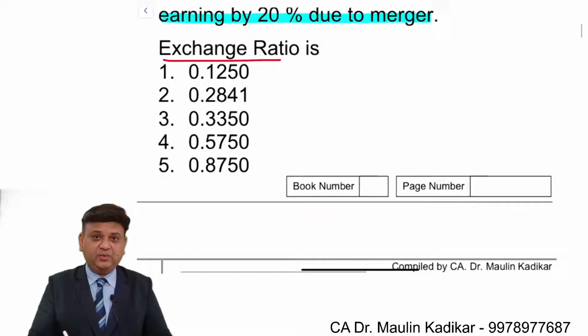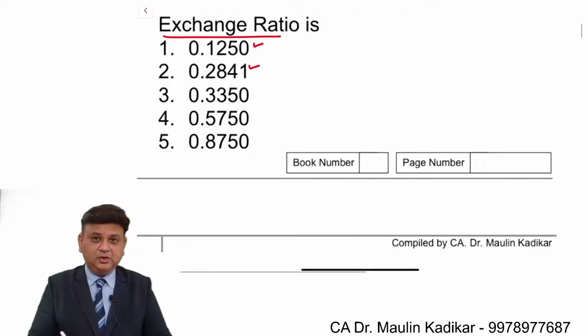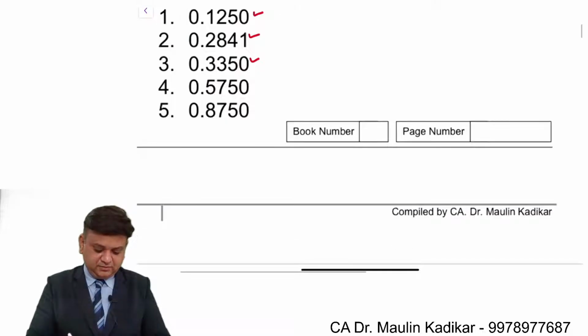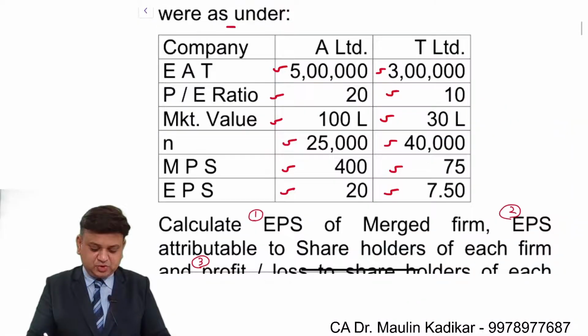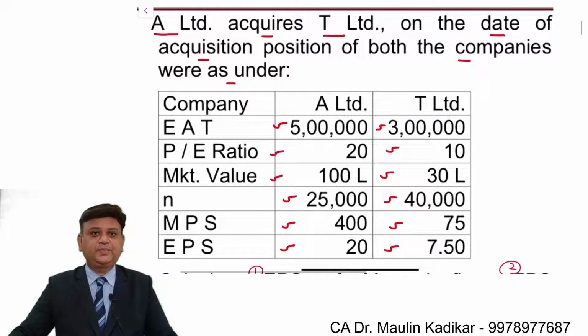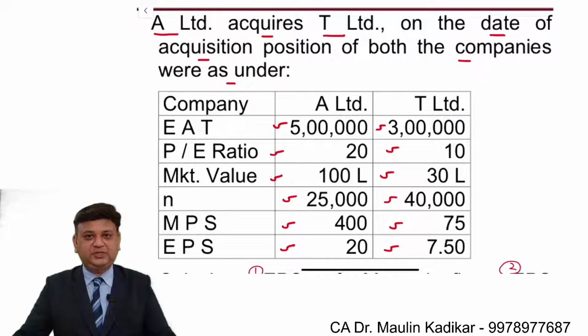Exchange ratios have been provided to us: 0.1250, 0.2841, 0.3350, 5750, and 8750. These are the exchange ratios which they have provided. Everybody please go through the question.